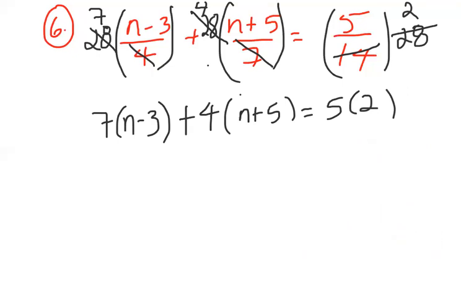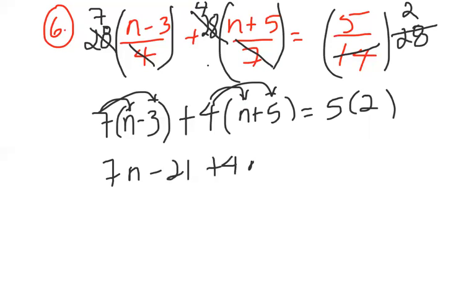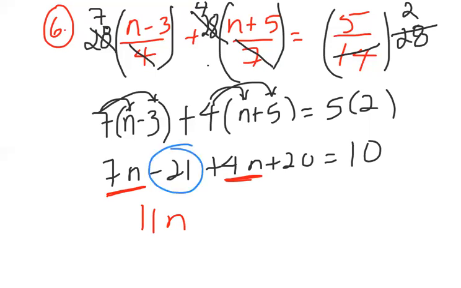So now all you have to do is distribute the 7, distribute the 4, distribute the 5. So guys, let's distribute the 7. We get 7n minus 21. Distribute the 4. We get 4n plus 20 equals 10. And then we're going to combine like terms. 7n plus 4n is going to give us 11n. And of course, the negative 21 plus 20 is going to give us a negative 1. And all of this will equal negative 10.